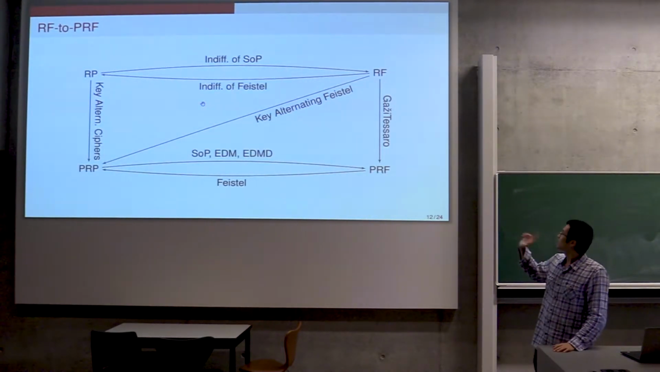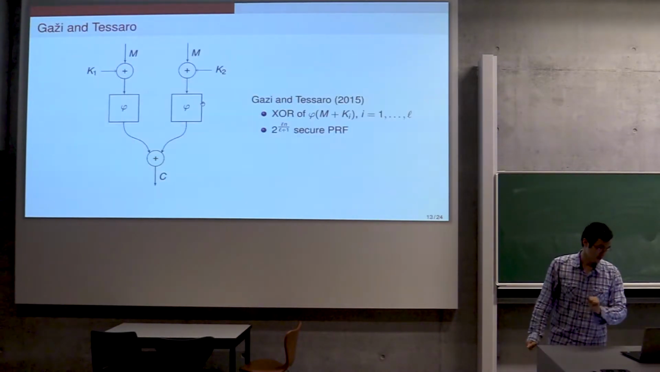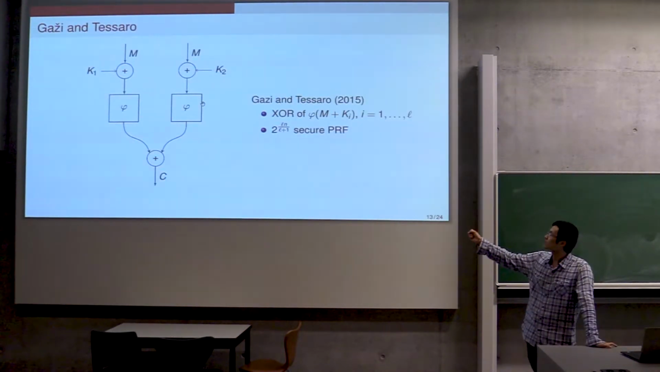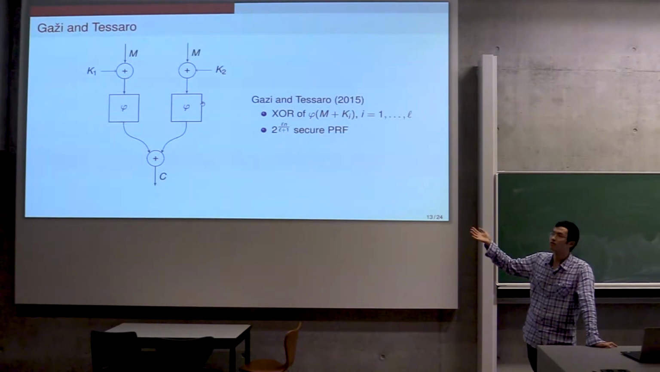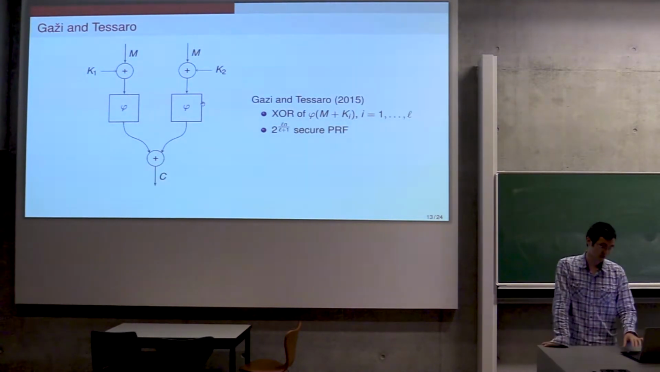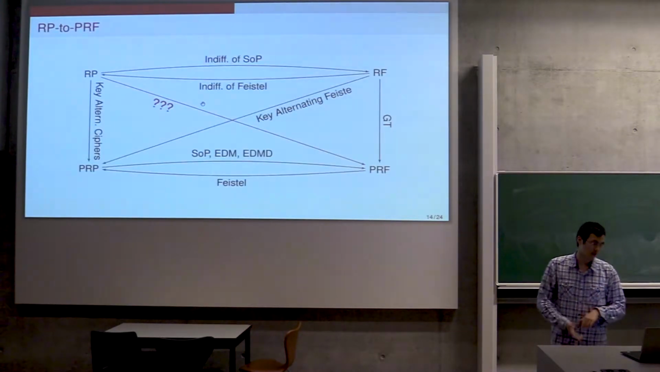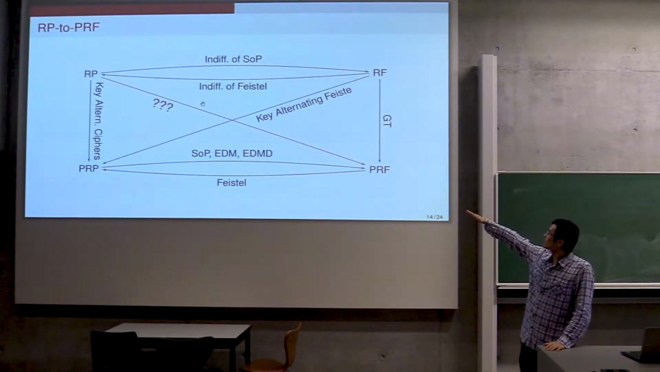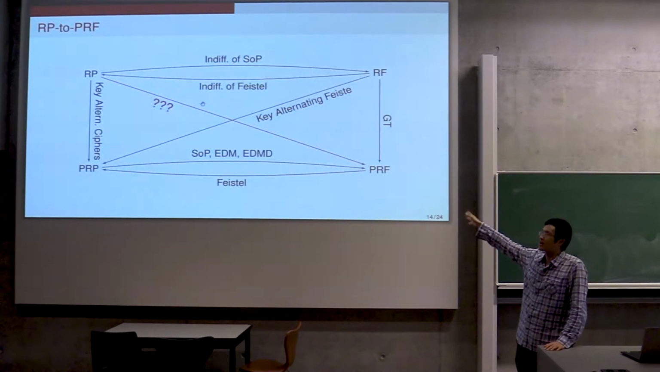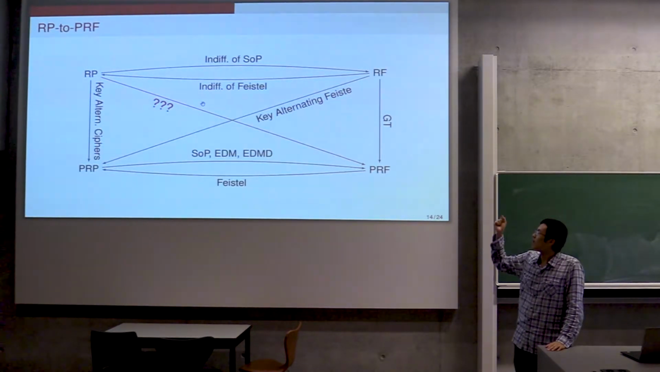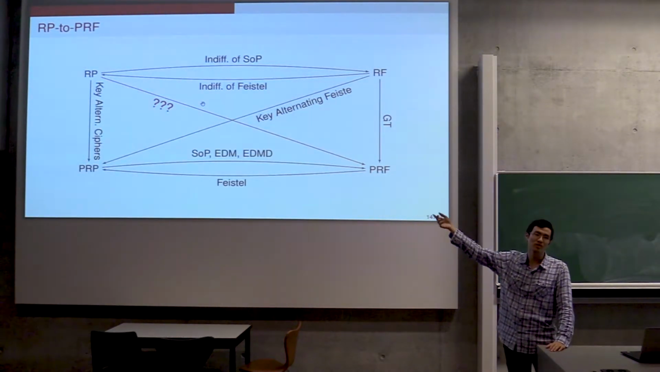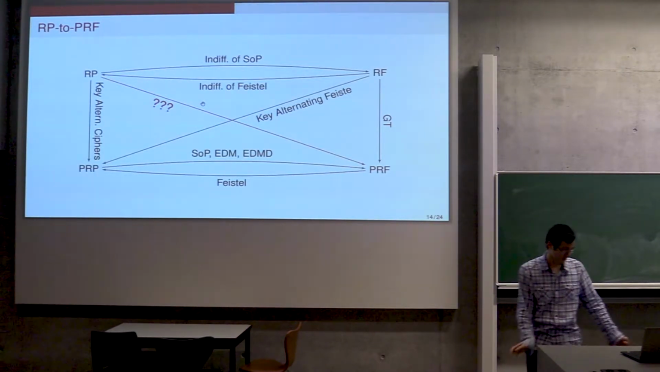The way to design a PRF from RFs is done by Gazi and Tessaro, and they propose the following construction to design a pseudorandom function from public random functions. Now, the only open problem at this moment is how to design a pseudorandom function from a public random permutation, which is actually the title of this work.